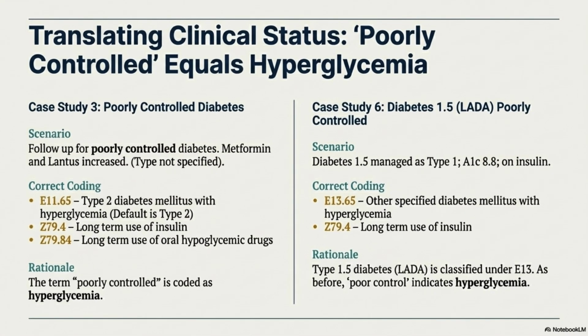Next, let's look at how documentation of poorly controlled diabetes impacts code selection, because this phrase shows up all the time in real-world charts. In our first scenario, the patient is seen for poorly controlled diabetes, and both metformin and Lantus are increased. The provider doesn't document the diabetes type, so ICD-10-CM automatically defaults to type 2 diabetes. And whenever we see poorly controlled, that maps directly to hyperglycemia. So the correct codes here are E11.65 for type 2 diabetes with hyperglycemia, along with Z79.4 for long-term insulin use and Z79.84 for long-term oral hypoglycemic use.